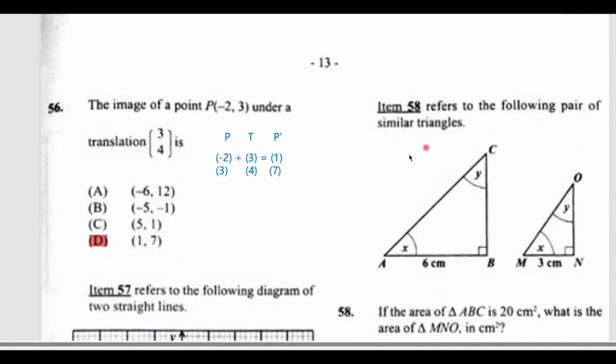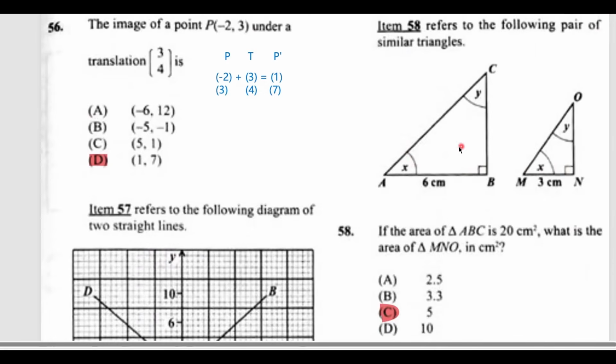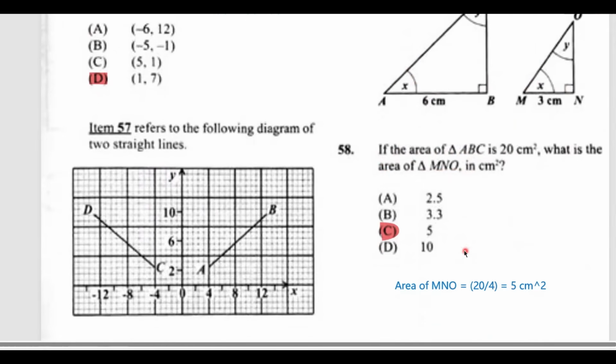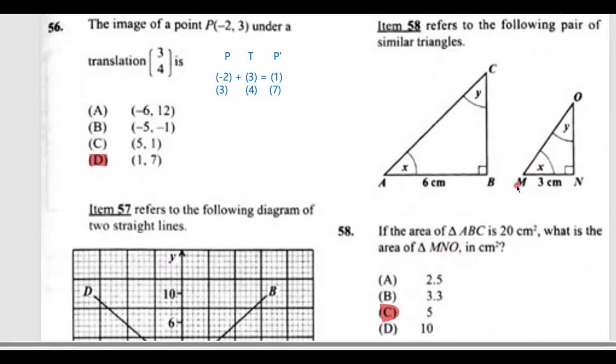Then 58, the following pair of similar triangles. The area of triangle ABC is 20 cm squared. What is the area of triangle MNO? Now, I want to say something here. You can see MN is half of AB, because 3 is half of 6. That doesn't mean that the area of the smaller triangle is half the area of the larger one, because area has that square factor. And what I mean by that, in this case, it's height times base over 2.